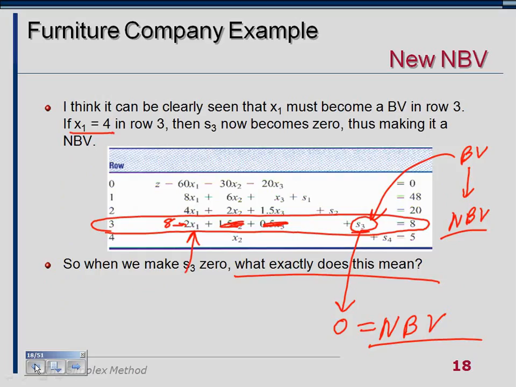But guess what? I still got the same number of non-basic variables. I still got the same number of zeros that I can plug into this whole model and have the same number of equations as I do decision variables. Okay?